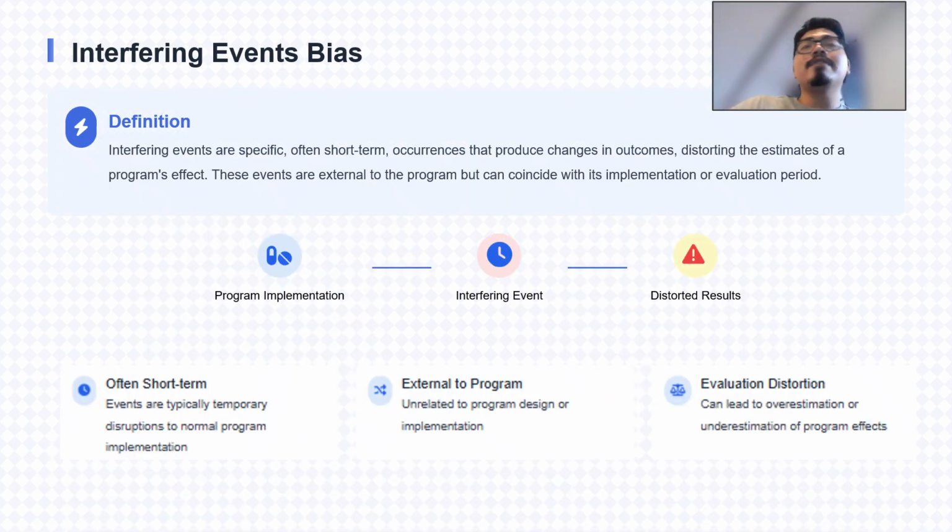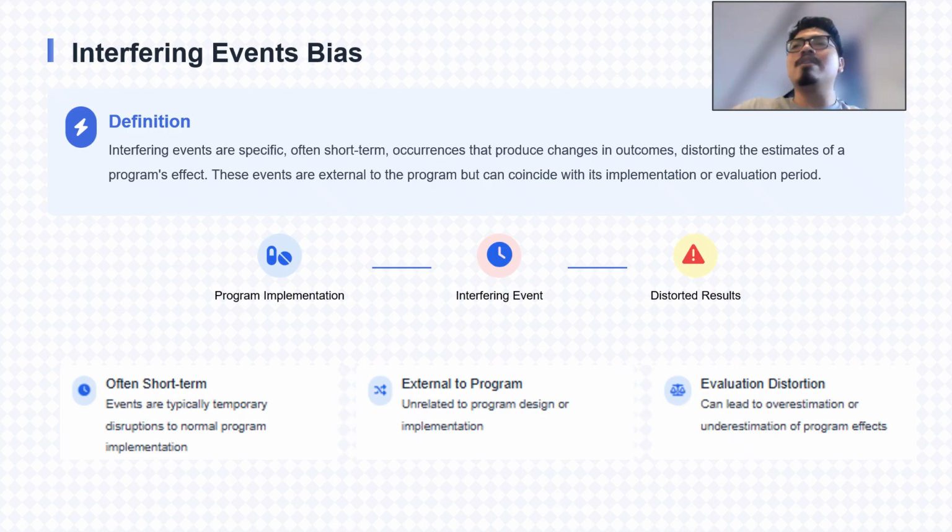So, interfering events bias. Another type of bias comes from interfering events, which is basically unexpected things that happen during the program that change the outcome. For example, imagine you're running a nutrition program that gives food supplements to families, and halfway through, a major storm destroys the crops and causes food shortages. If the storm only affects the communities receiving the program, their health results might get worse. And it's not because the program failed or anything, it's because the disaster interfered.